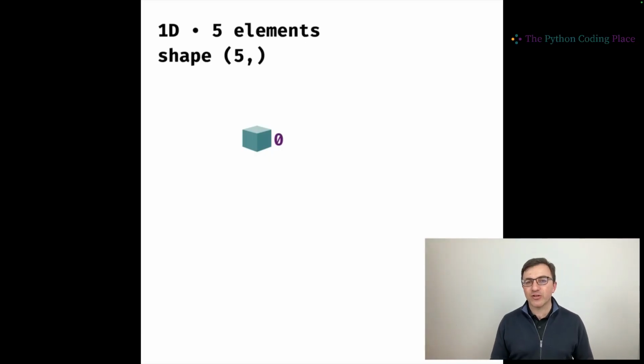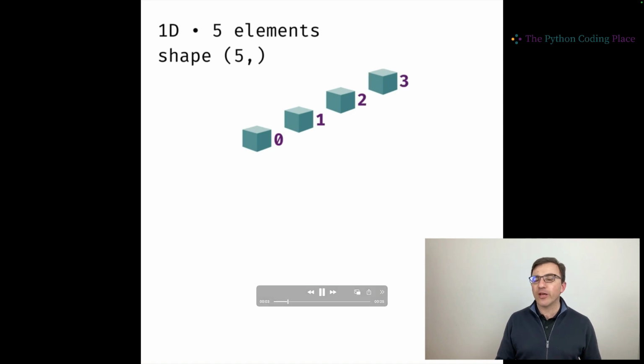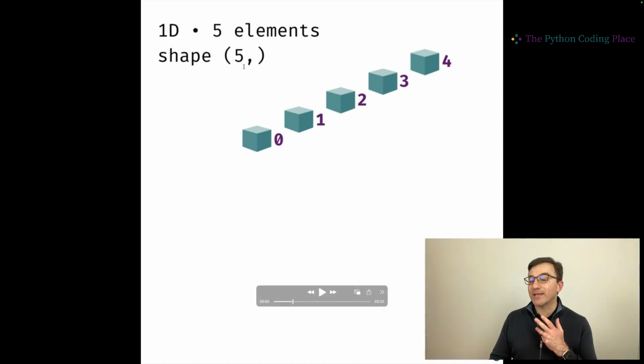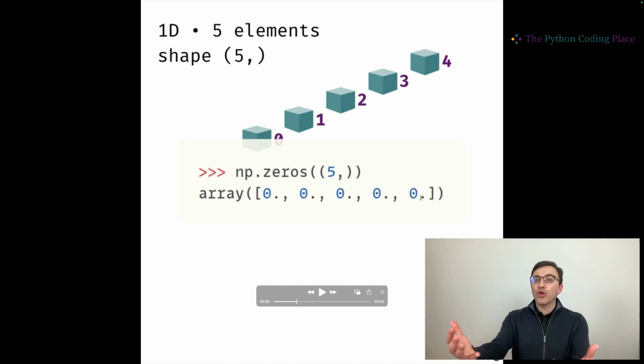Let me start with a 1-dimensional array. Now, 1 dimension is nice and easy, right? There's only 1 dimension. In this case, I've got a 1-dimensional array with 5 elements. Let me stop it there. And the shape, NumPy shows the shape always as a tuple. That's why it's 5 comma. And one way of creating a 1-dimensional array with 5 elements would be to use np.zeros. I'm using the tuple there, but in this case, you could also use the integer 5. And you can see that the shape you see on your terminal, what NumPy will display, is similar to the animation I'm showing you.